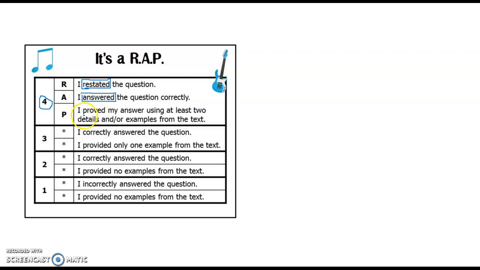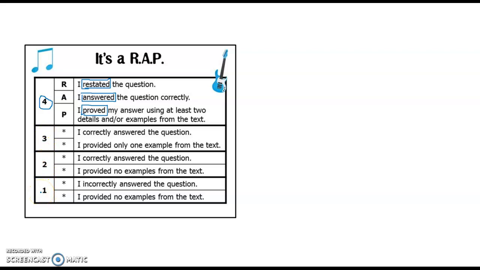Then you want to prove your answer using at least 2 details from the text. That's your text evidence. So each detail that you use gets you a point. So that's how you get 4 points. If you're missing anything, that's how you lose points.